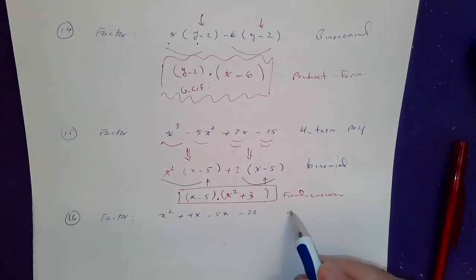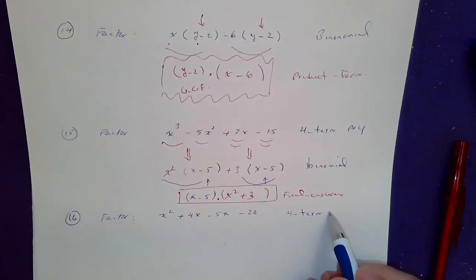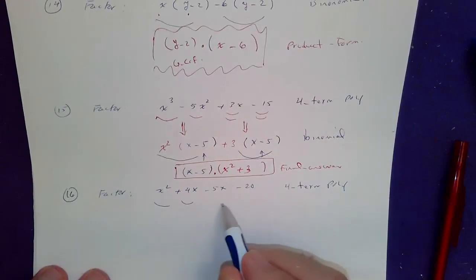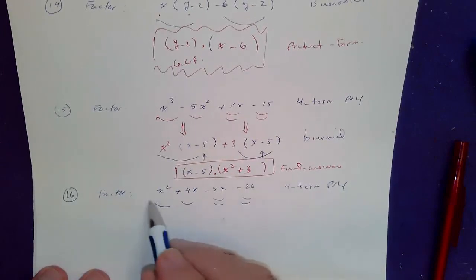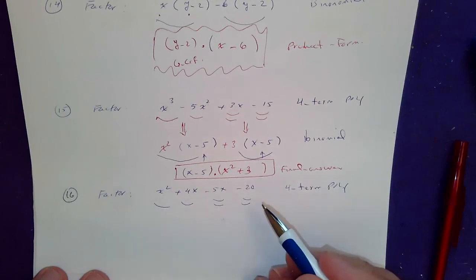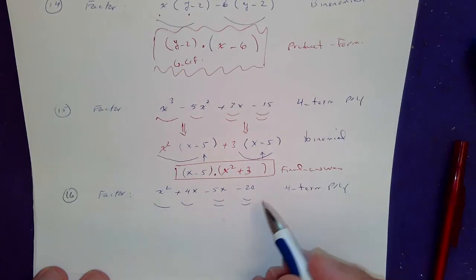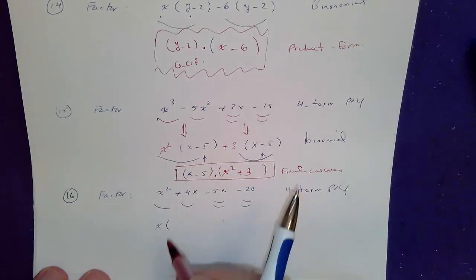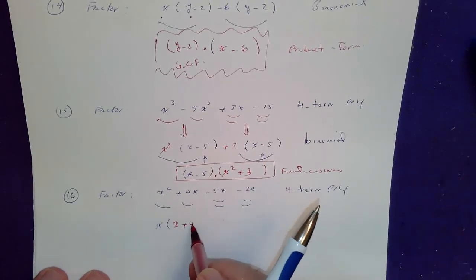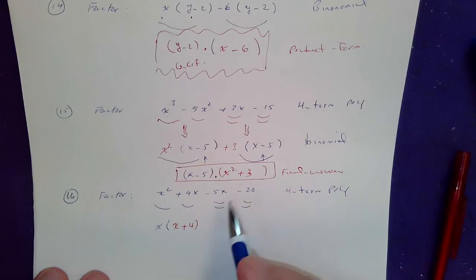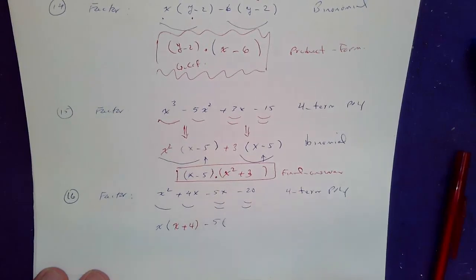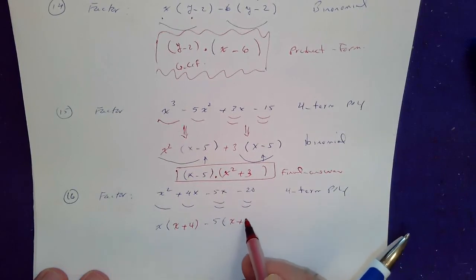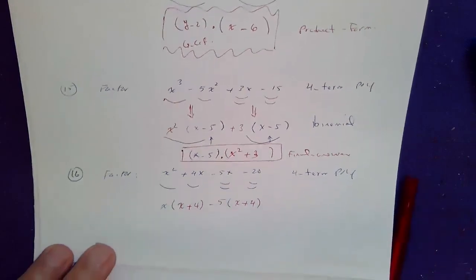Once again, this is a 4-term polynomial. So how do we do these guys? We group them 2 at a time. Even though overall they have nothing in common, 2 at a time they do have something in common. Like the first two, they have x in common. So when you take away x, you get x plus 4. The last two terms, they have negative 4 in common. And when you pull out the negative 4, that also gives you x plus 4.